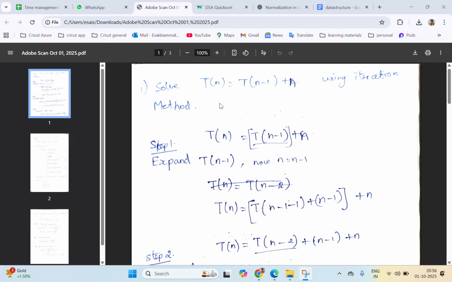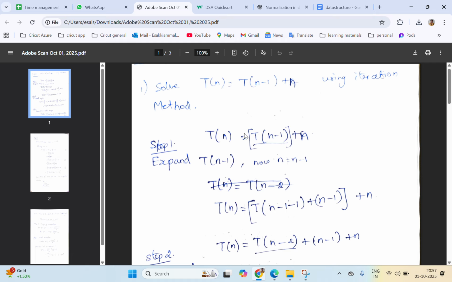Hi friends, so Bibinka solved this problem using the iteration method. There are four methods to solve recurrence problems of time complexity: iteration, the substitution proof, and some more like the master theorem. Sir explained two problems with the iteration and substitution proof methods. The first problem is T(n) = T(n-1) + n.